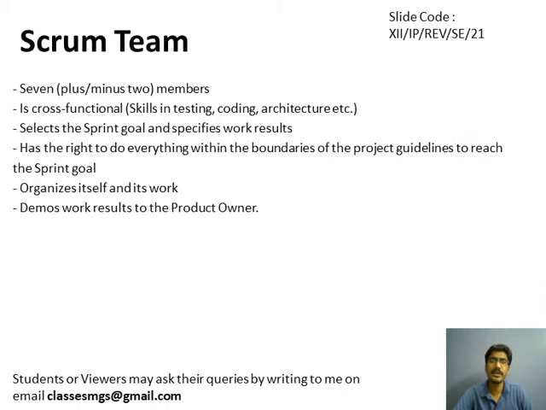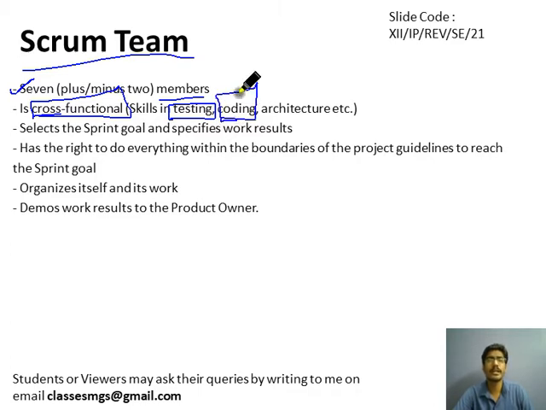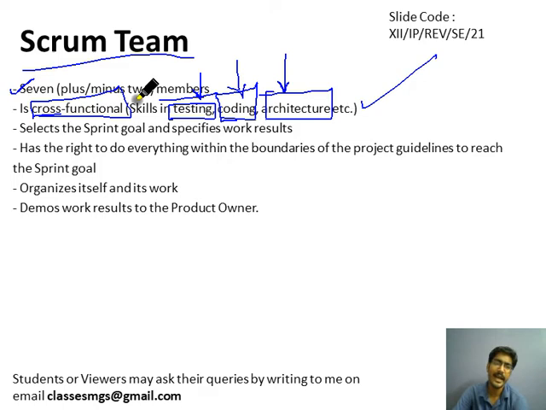Now we will discuss who is in the Scrum team. A Scrum team generally contains 7 to 10 members, and it is a cross functional team. Cross functional team means there will be some persons who are the testers of the software, some who are the developers who do the coding, and some who design the software architecture. In the same team we have persons with different skill sets, so this team is known as a cross functional team.